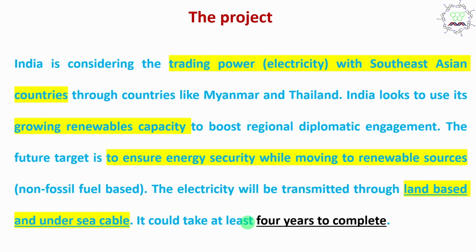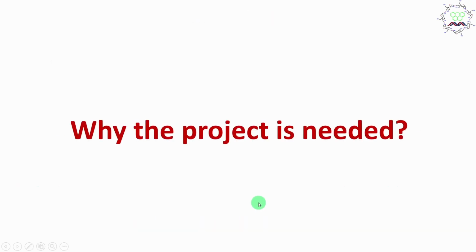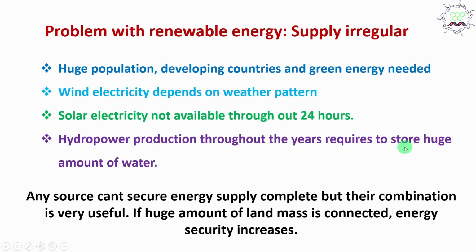Now you may ask one question: sir, every country can produce their electricity in their homeland and use it. So what is the need of cooperation, I mean this grid connectivity? So why is this connectivity project needed? The main reason is the irregular supply of renewable energy, because everyone is planning to shift from fossil fuel based sources to renewable sources, but the irregular supply forces countries to cooperate together such that energy security can be maintained at maximum level.